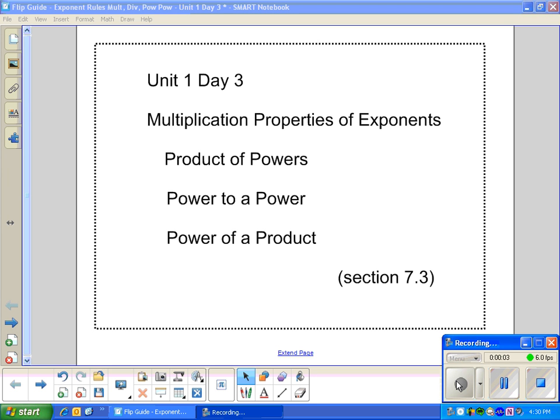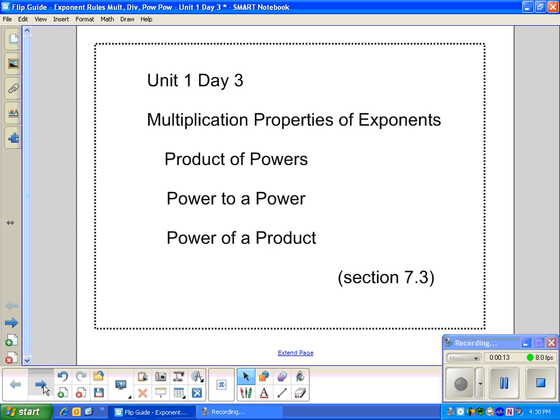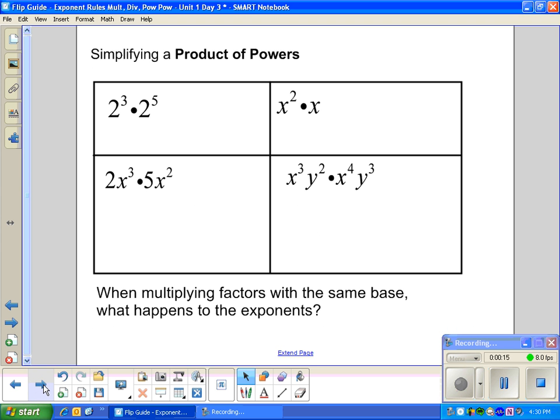Hi class. Today we're going to discover 3 more properties of exponents: product of powers, power to a power, and power of a product. In your book it's section 7.3. We're going to expand these expressions to see what kind of good stuff we find.